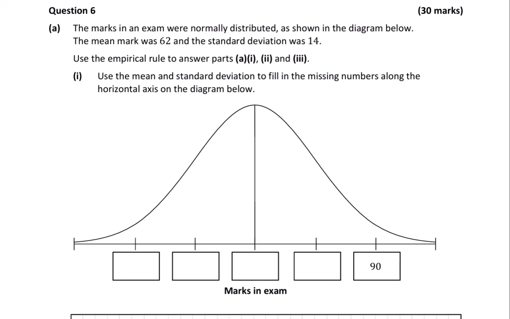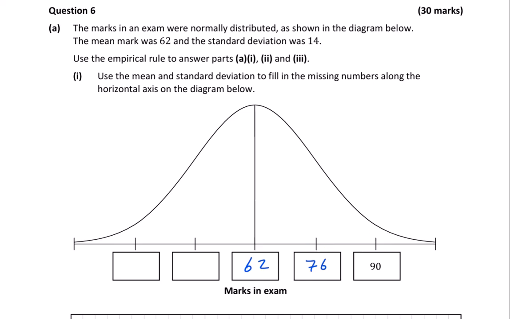Well, they tell us the mean is 62, so that must go here. They tell us then that the standard deviation is 14. That means you add 14 to 62. That'll give you 76, so that must be here. This is the first standard deviation above the mean. This is the second standard deviation above the mean.